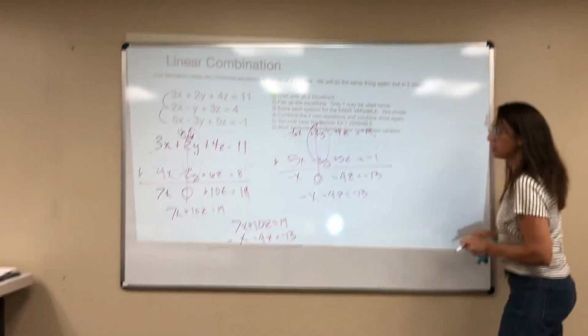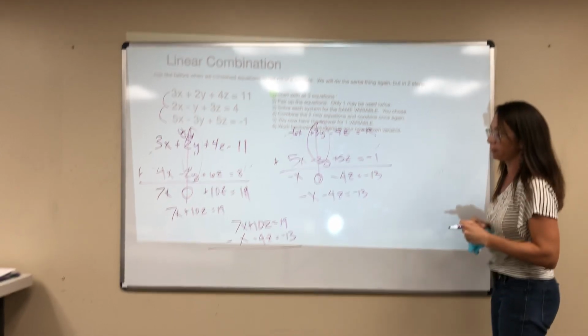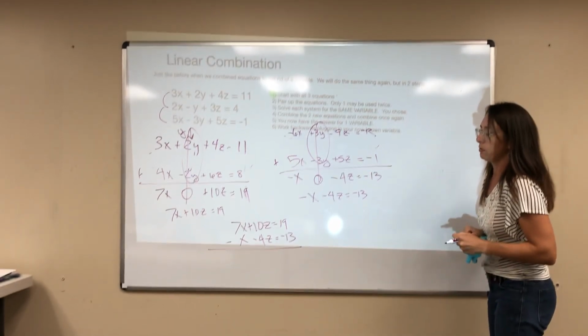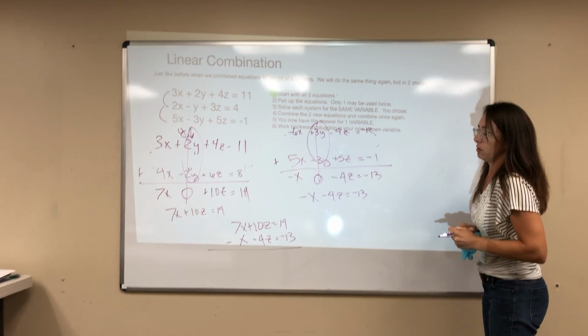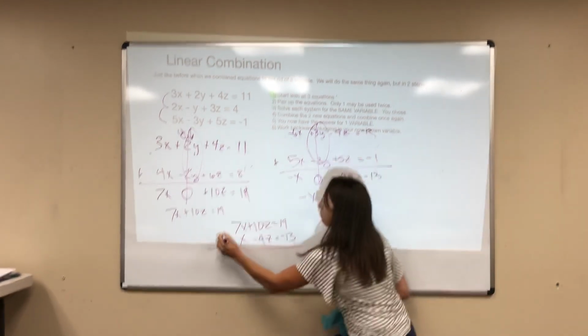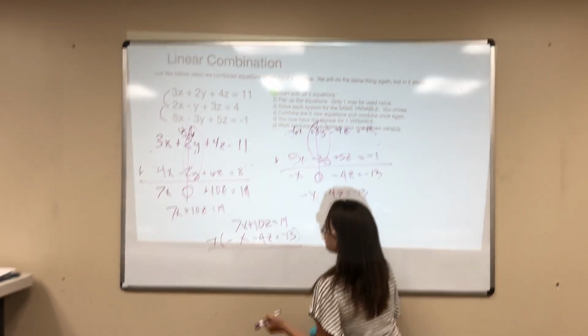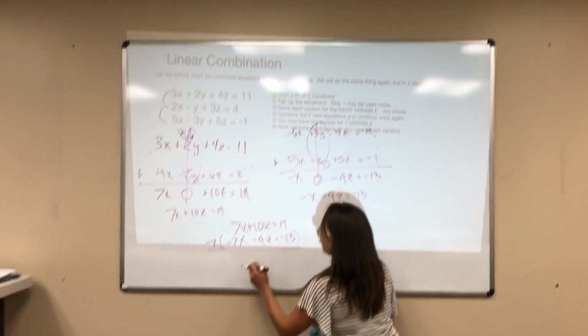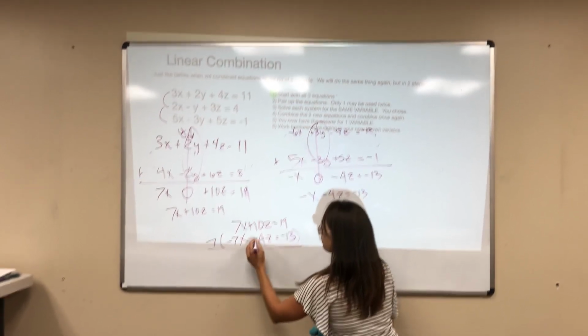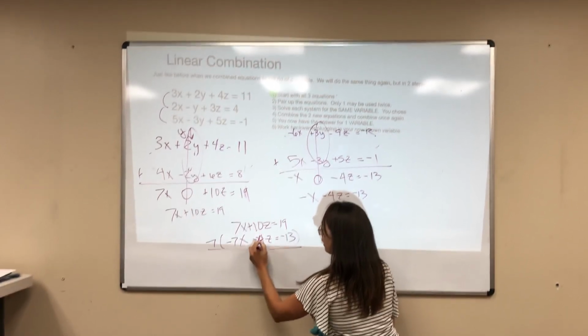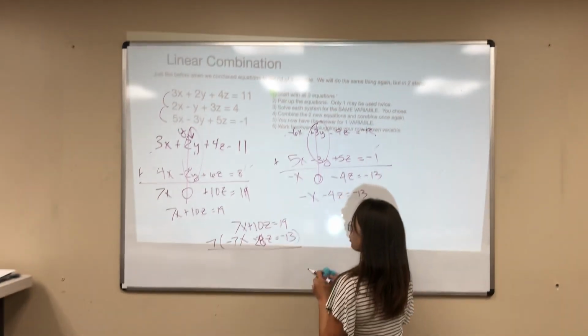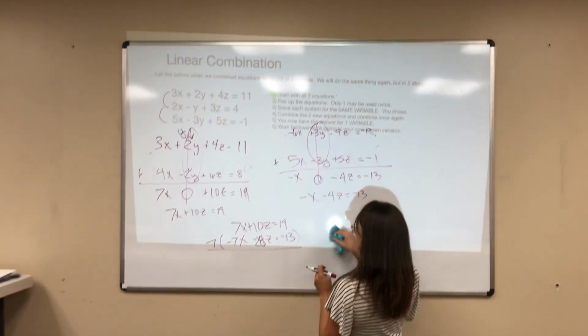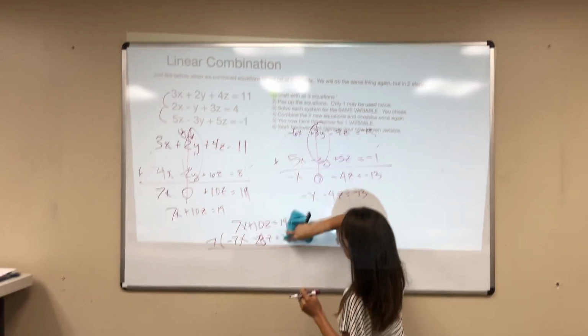What do we need to do to get rid of something? Multiply the bottom by 7. Perfect. I would multiply the bottom by 7. So I have negative 7x. 4 times 7 is 28, negative 28. And 13 times 7 is 91.